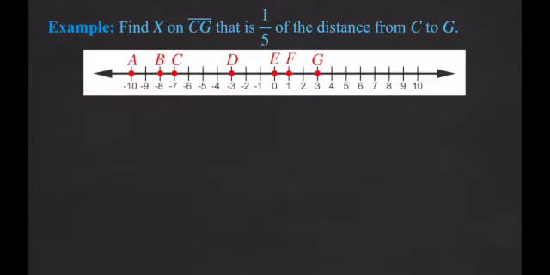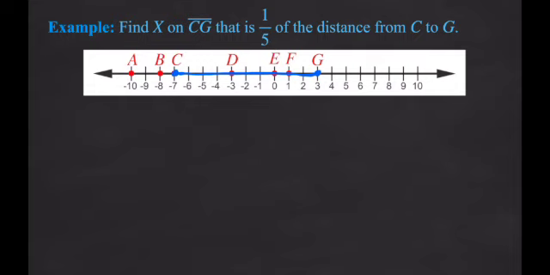We should at this point be able to do part A, which was being able to find midpoints. Looking at this example, we have find X on line segment CG that is 1/5 of the distance from C to G. So, finding C to G, we have C, which is right here. Let me use blue for this one. And we have G over here. This is our line segment.